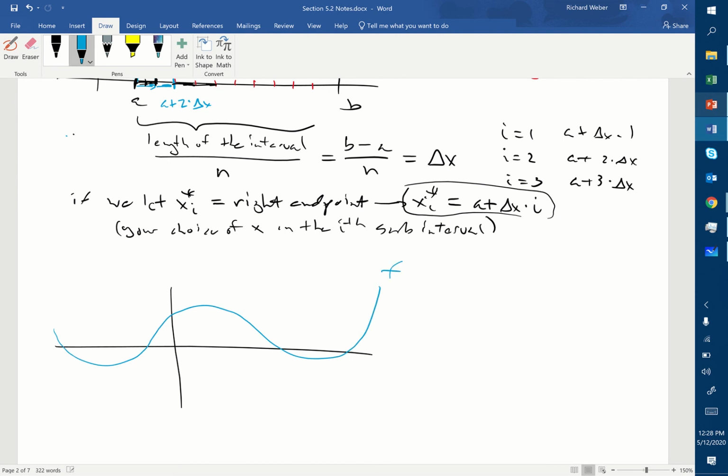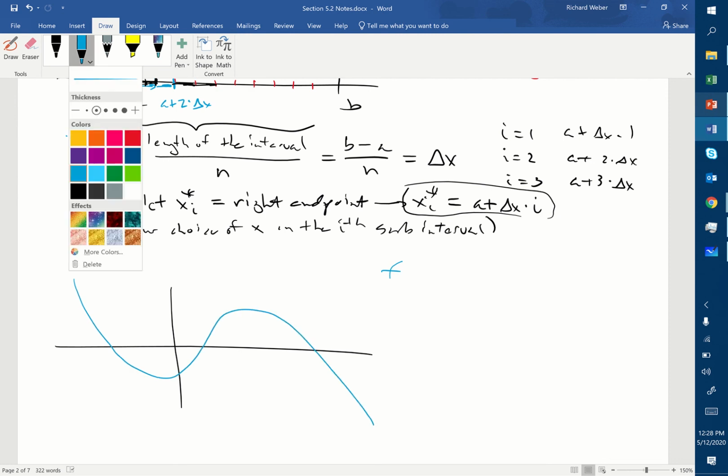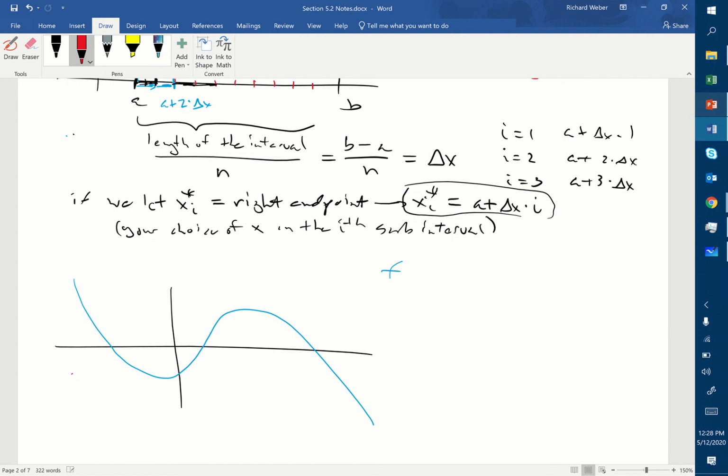This is our f, okay? I don't like that f, so let's get rid of that and do better. It could be something like dropping down like this and cruising like that. Let's say that you decide to integrate from A to B here.